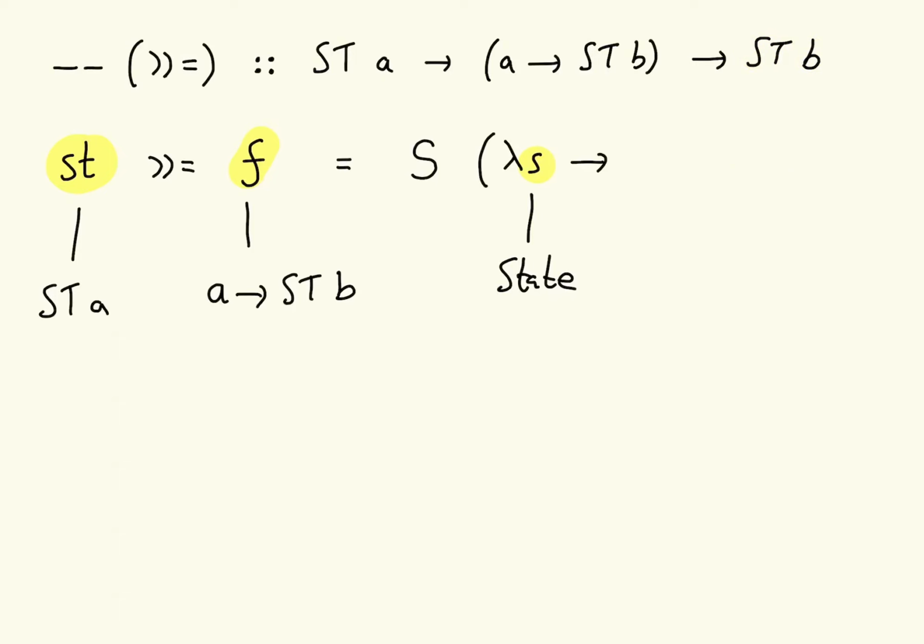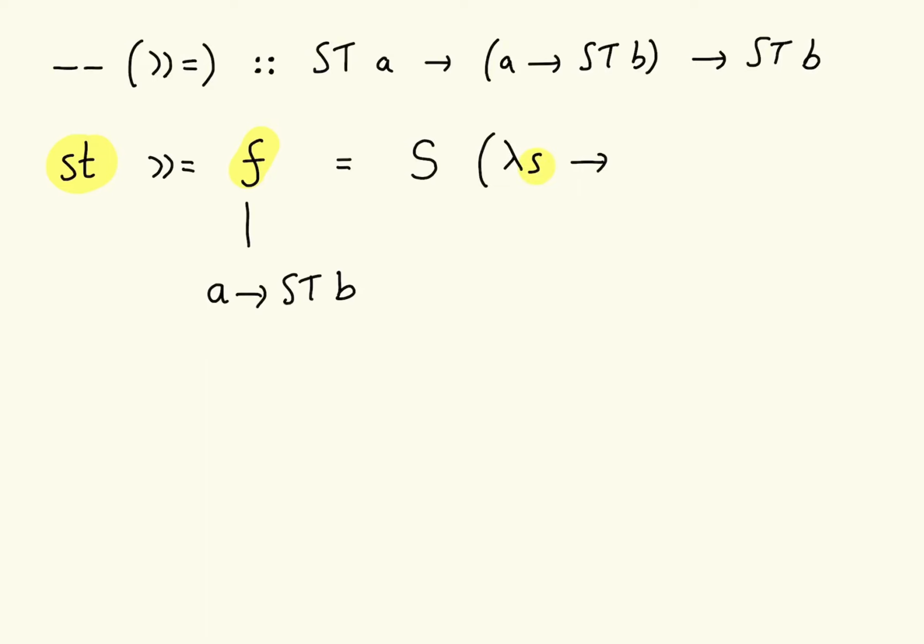So we've got these components. What could we actually do? Well, the first thing to think is, we have a state transformer here and we have a state. The whole point of a state transformer is that you want to apply it to a state to get a result value back, in this case of type A, and a possibly modified state. So the first thing we could do is simply apply one to the other. So let's apply the state transformer to this state.